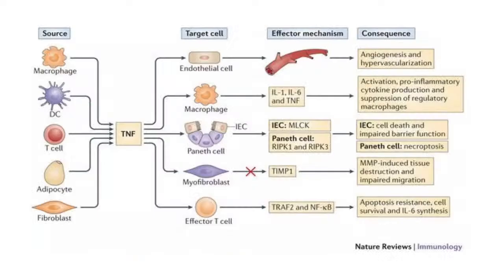Again the same thing: macrophages, dendritic cells, T cells, adipocytes and fibroblasts produce TNF alpha. The target cells are endothelial cells, macrophages, Paneth cells, myofibroblasts and effector cells, which cause angiogenesis in endothelial cells. What will happen with them? They will cause angiogenesis. Macrophages will release interleukin 1, 6 and TNF and cause production of pro-inflammatory cytokines and suppression of regulatory macrophages. Then there are multiple factors basically involved.